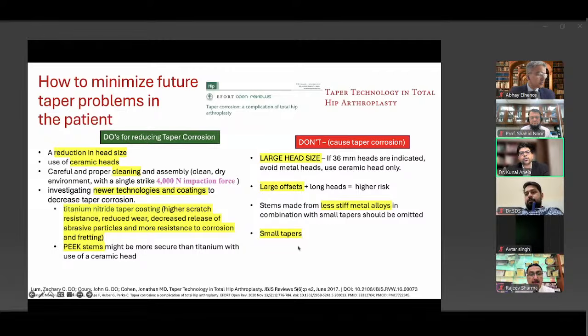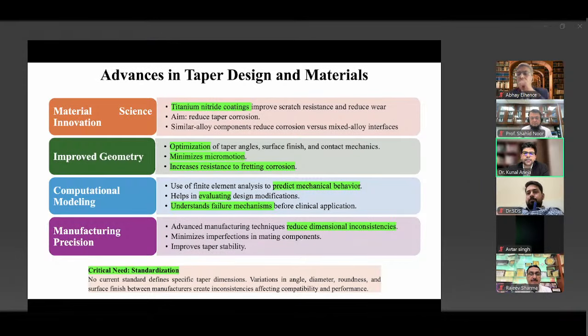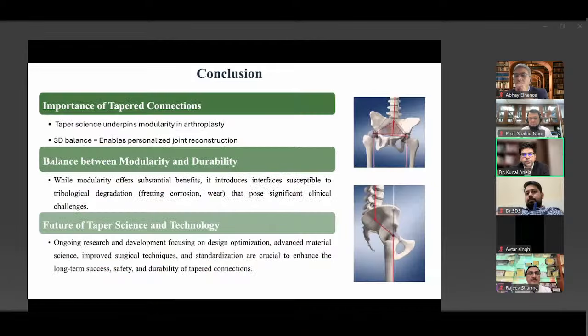A large offset with a longer neck and a longer head will lead to higher risk, and small tapers are to be avoided. Some materials like titanium nitride coating are still being explored. We have to optimize the taper angles, finishes, and the contact biomechanics for each patient to minimize micromotion. There are various computational modeling analyses to evaluate the design before they are released in the market. The manufacturing has to be precise, and there has to be standardization within companies to reduce the complications.